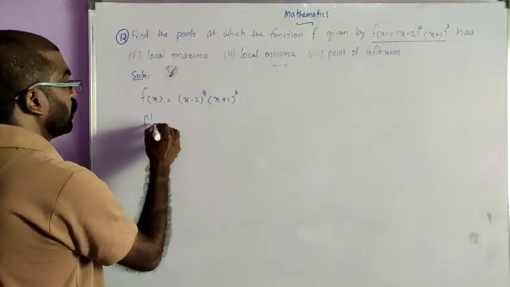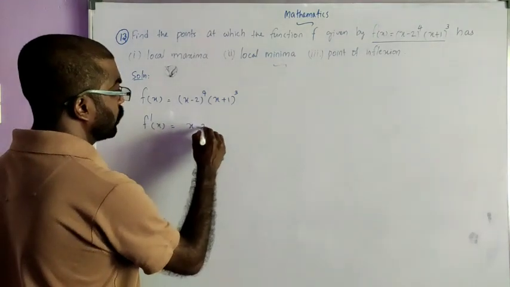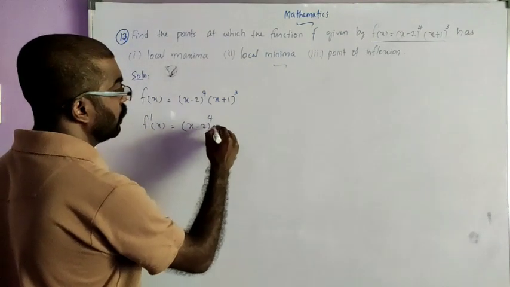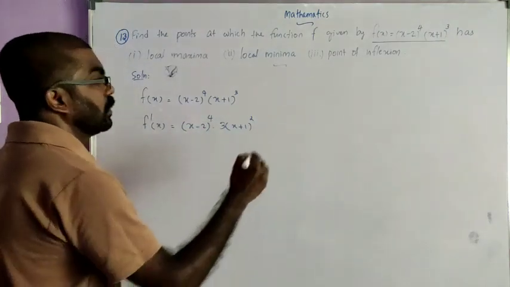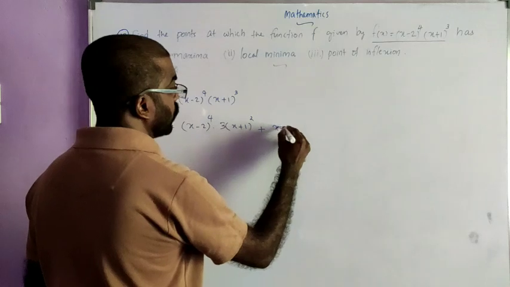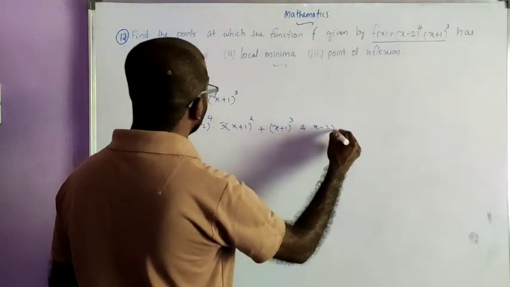Now we can take the derivative, f dash of x equal to, here we can apply the product rule, (x minus 2) the whole raised to 4 into 3 into (x plus 1) the whole square, okay, then plus (x plus 1) the whole cube into 4 into (x minus 2) the whole cube.